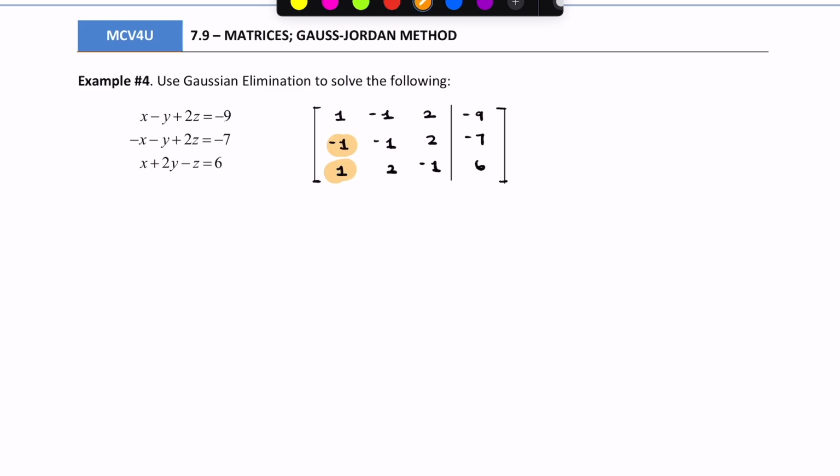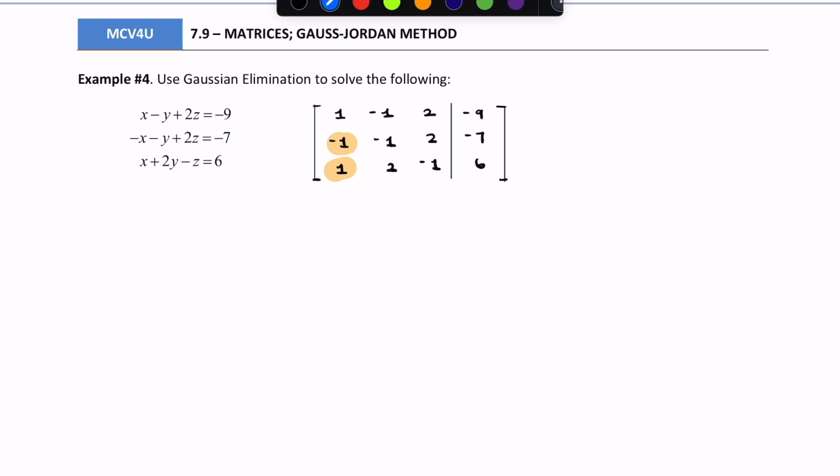And so here we have -1 and 1. Here we'll take row 2 and add that to row 1 to make that equal to 0. And for row 3, we'll take row 3 subtracted by row 1. That will leave us with 1, -1, 2, and -9. Remember that first row stays the same.